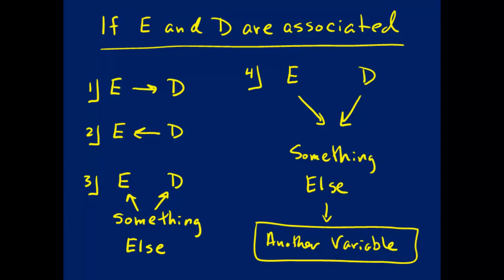But one thing we should note here is that the farther away from the exposure and disease variable we get in this causal chain here, the weaker the association is going to be that we induce by conditioning on a variable that's a descendant of both exposure and disease. So if we condition on this variable down here, this other variable, we will see a pattern between exposure and disease, but that pattern will be weaker, most likely, than the pattern we would see if we conditioned on this variable here that's called something else.